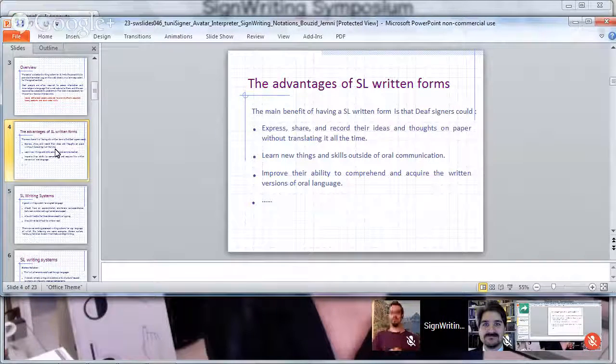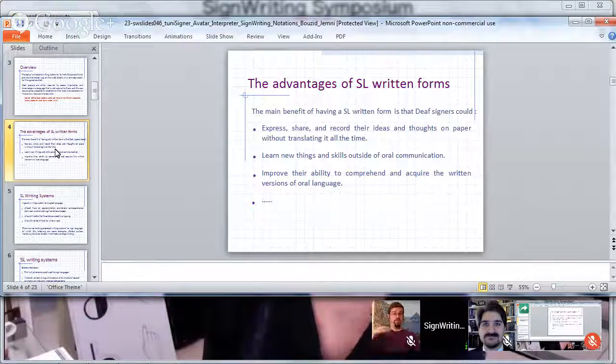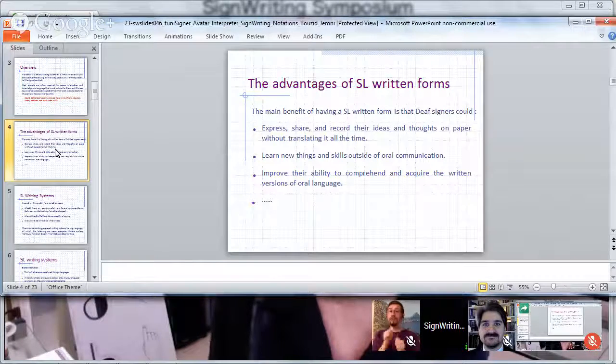The advantages of SL written forms. The main benefit of having an SL written form is that deaf signers could express, share, and record their ideas and thoughts on paper without translating it all the time. Learn new things and skills outside of oral communication. Improve their ability to comprehend and acquire the written versions of oral language. Next slide, please.